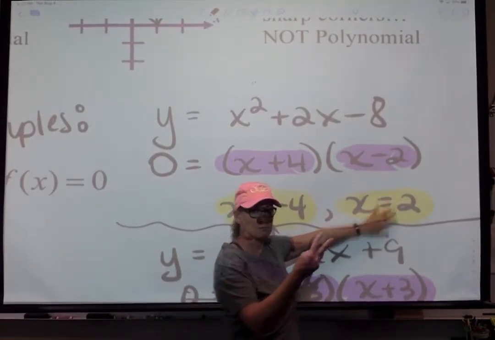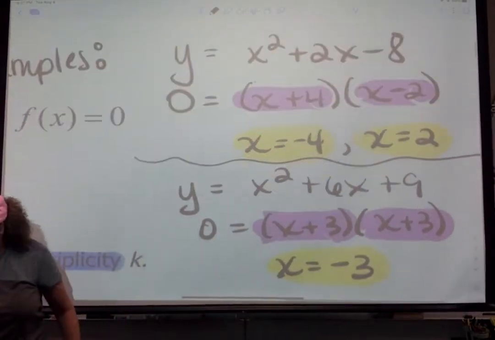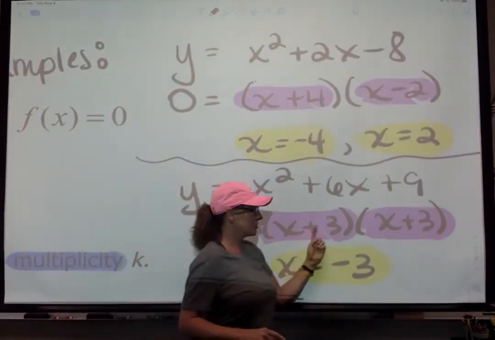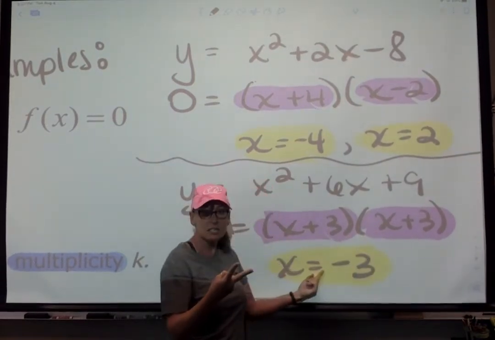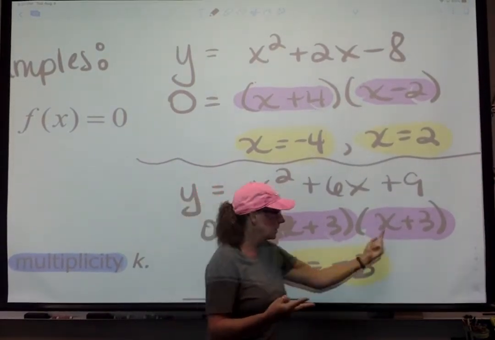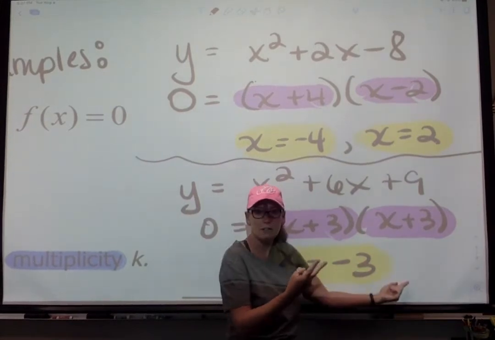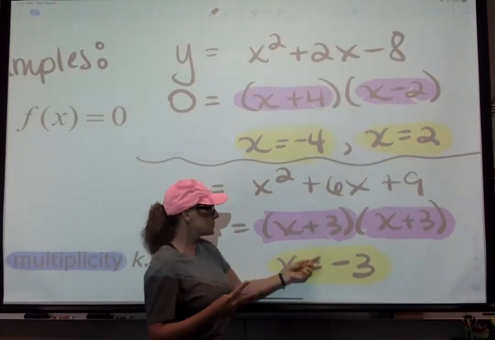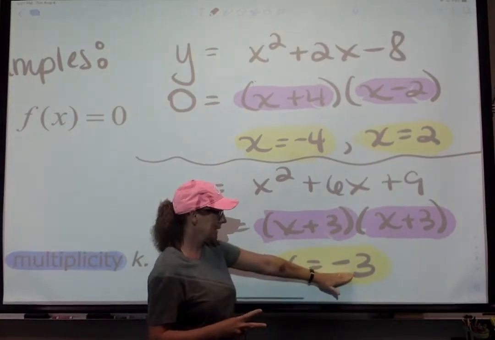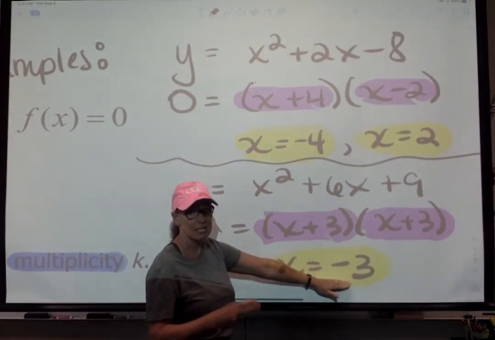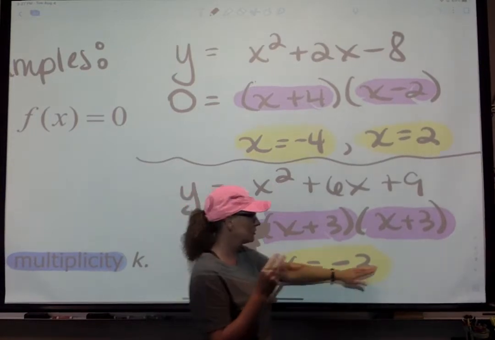Make sense? How about these? This factor occurs twice. This zero, I didn't write it twice, but it occurs twice, right? So this one has a multiplicity of 2. This root, this solution, has a multiplicity of 2. It occurs twice.